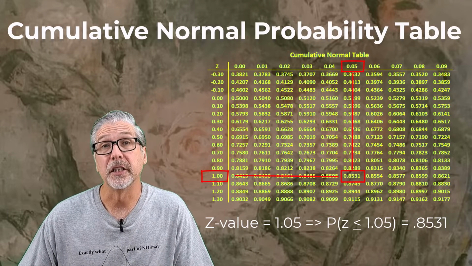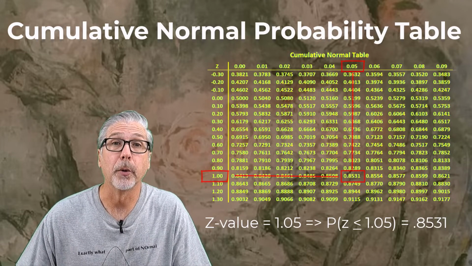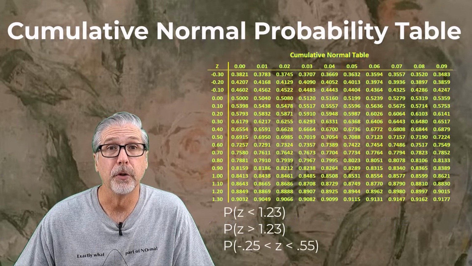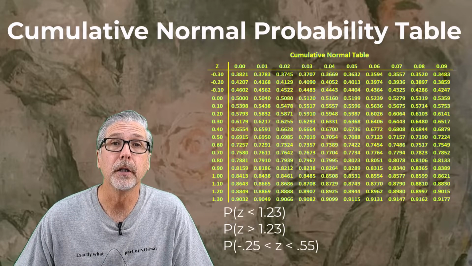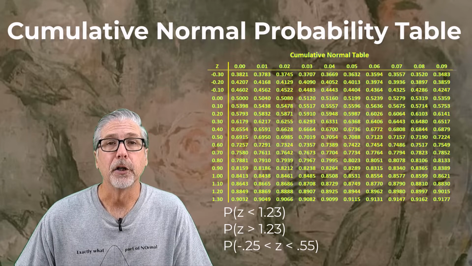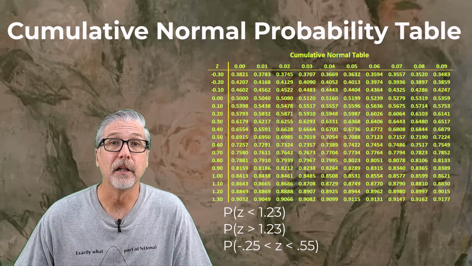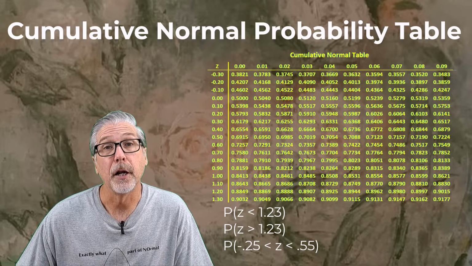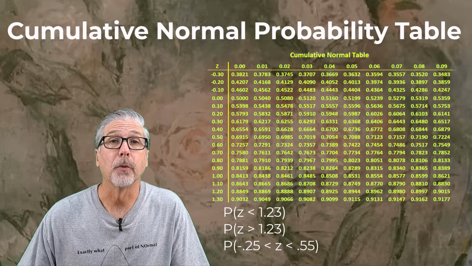Let's assume we're working with a standard normal distribution, and we want to find the following probabilities. First, the probability z is less than 1.23. Second, the probability z is greater than 1.23. And finally, the probability that z is between a negative 0.25 and a positive 0.55. Let's start with the easy one.